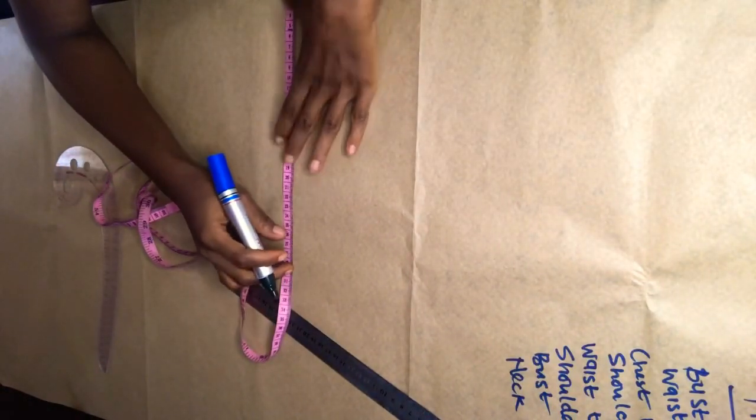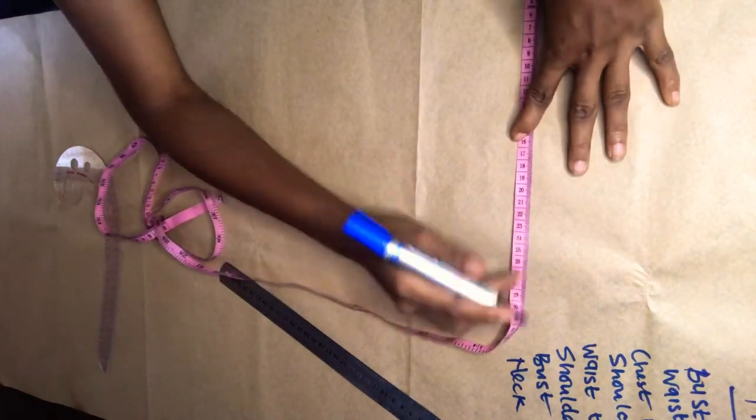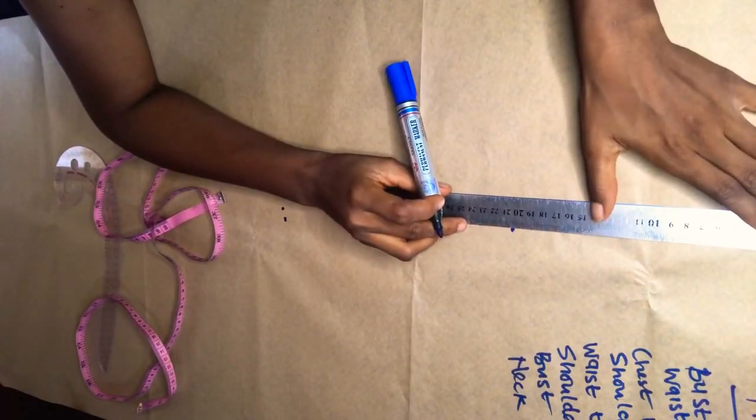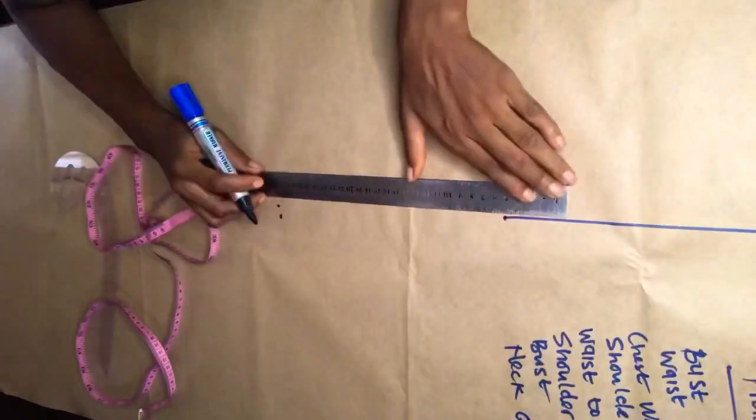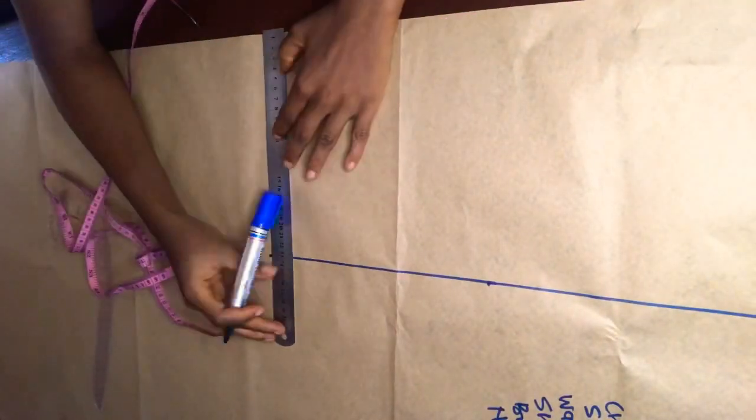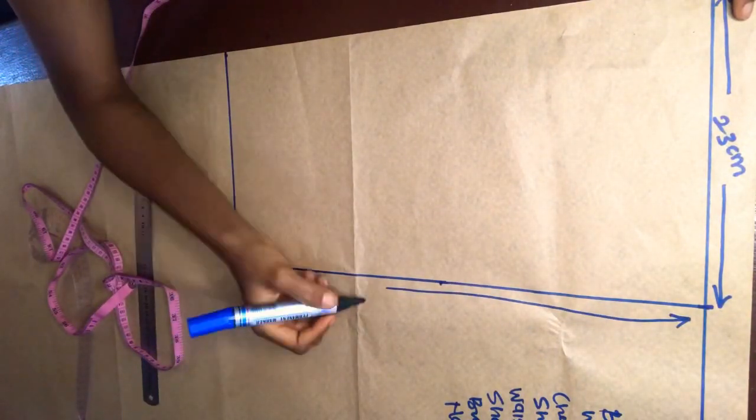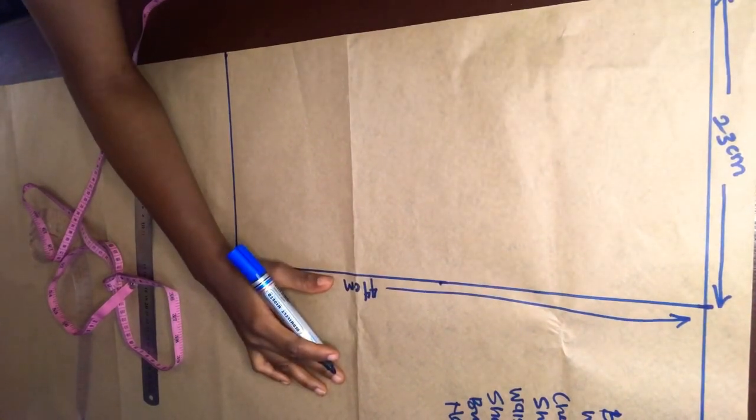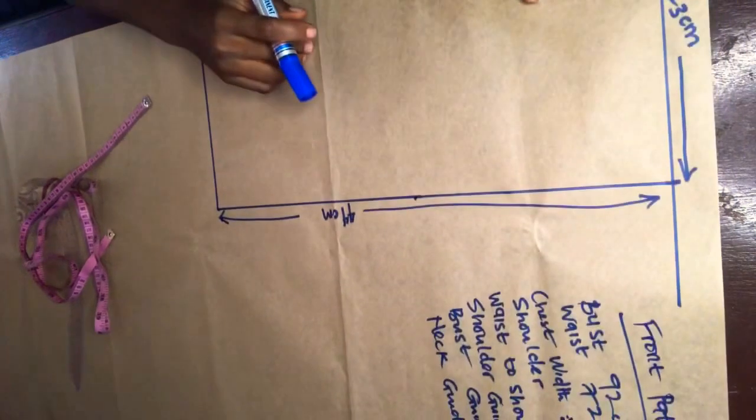So please take note, I'm trying to create a block. This block will be our guideline for whatever we want to do. So I'm trying to draw out the block. The length of the block is 44 centimeters, that is the shoulder to waist, by 23 centimeters, that's bust divided by 4. Bust divided by 4 is 23 centimeters. So that's how I got this block.